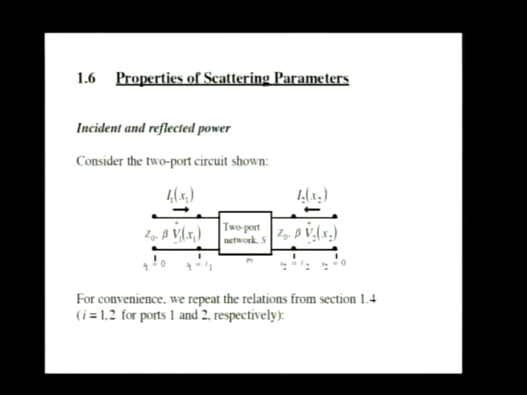Here's another embedded problem. Here's a two-port network with its scattering parameters, S. And I connect up a transmission line of length L1 to one side, to port 1, and connect up a transmission line of length L2 to port 2. Then I can talk about V1 and I1 on the line connected to port 1, and V2 and I2 on the line connected to port 2.